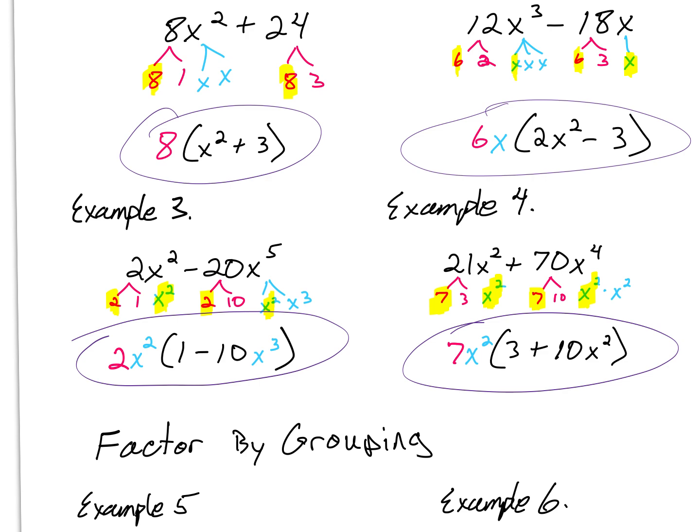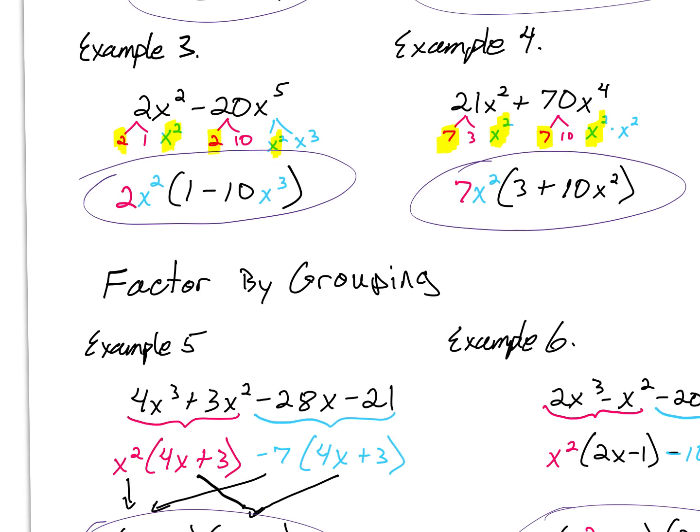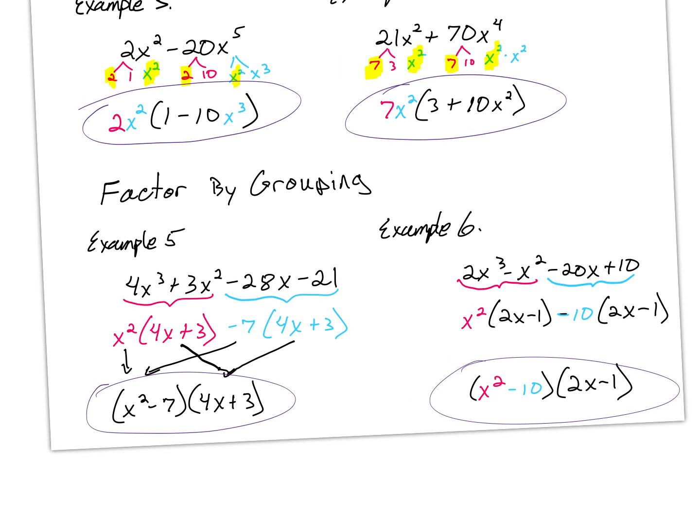All right, now, for the remainder of the video, I want to look at factoring by grouping. So we have a couple of examples to consider. And it's just like you're using the concept of greatest common factor, but we're going to start with grouping. So here is a polynomial with 4 terms, 4x cubed plus 3x squared minus 28x minus 21.